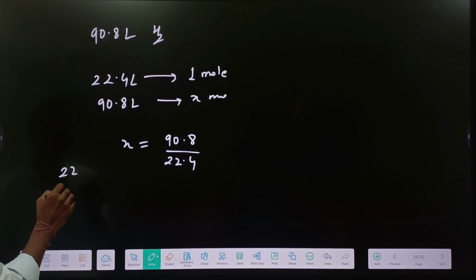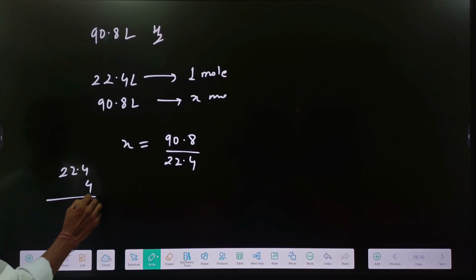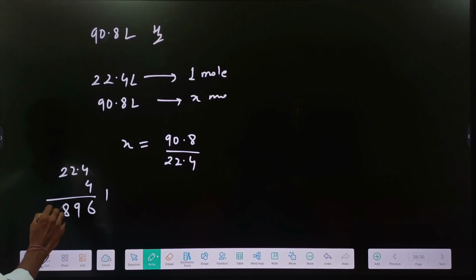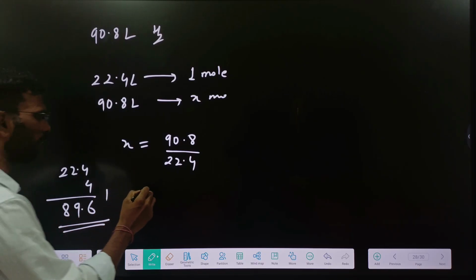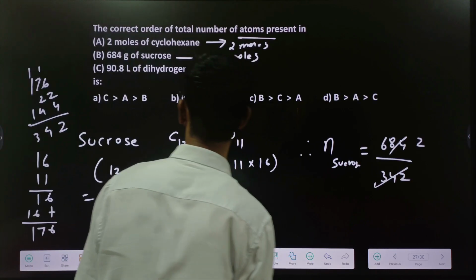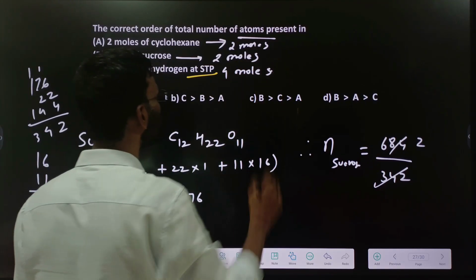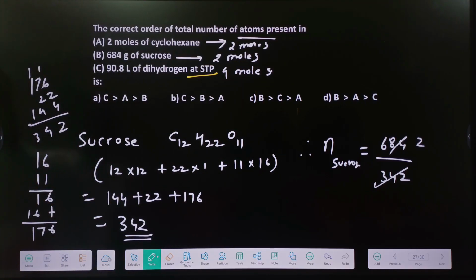22 into 4 if I do, 4 4s are 16. Somewhere 89 means something, the value is 4 point something. Means over here this is 4 moles. Now the question is about number of atoms they have asked, in which case it will be maximum.